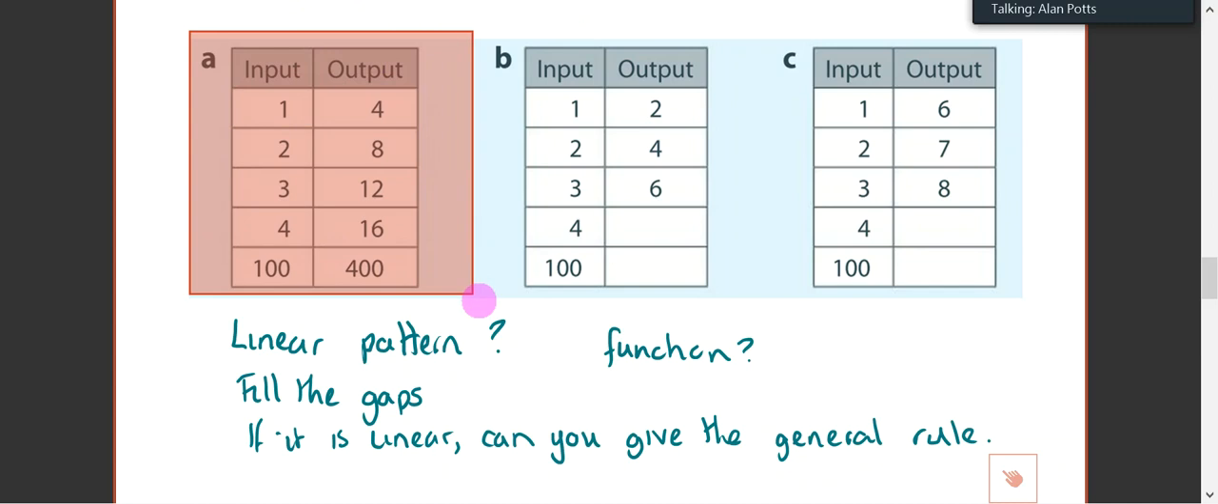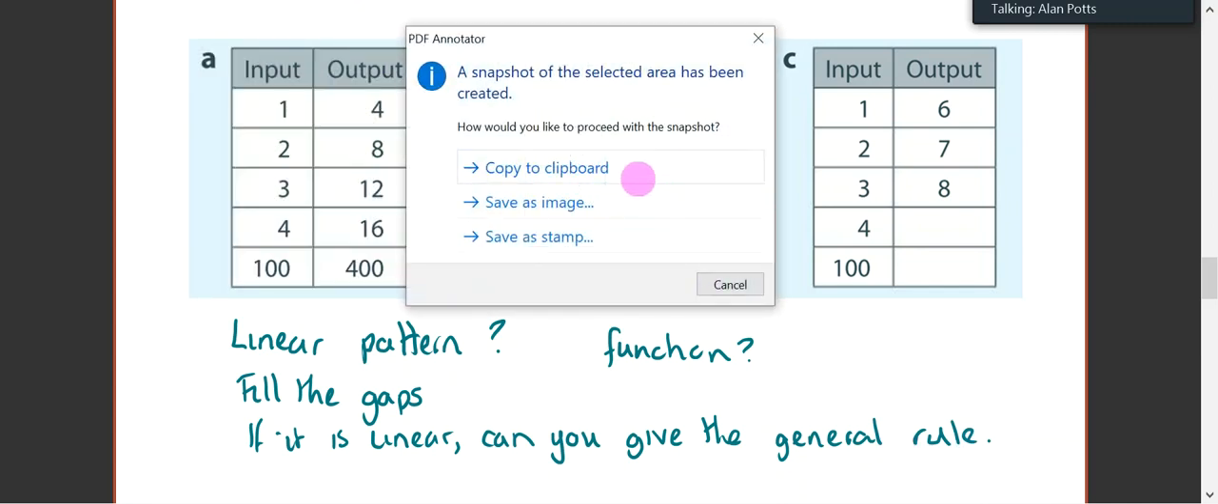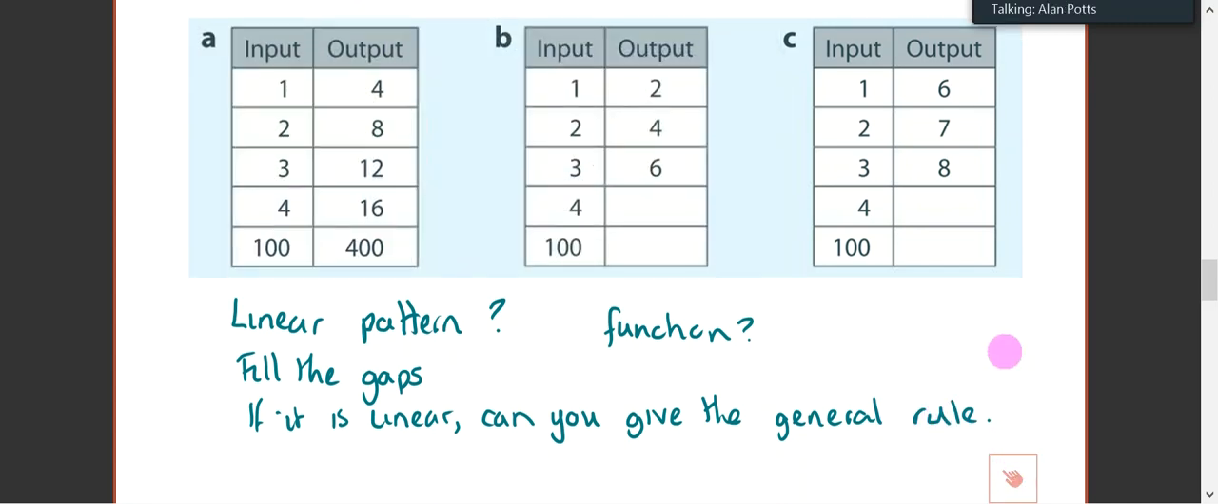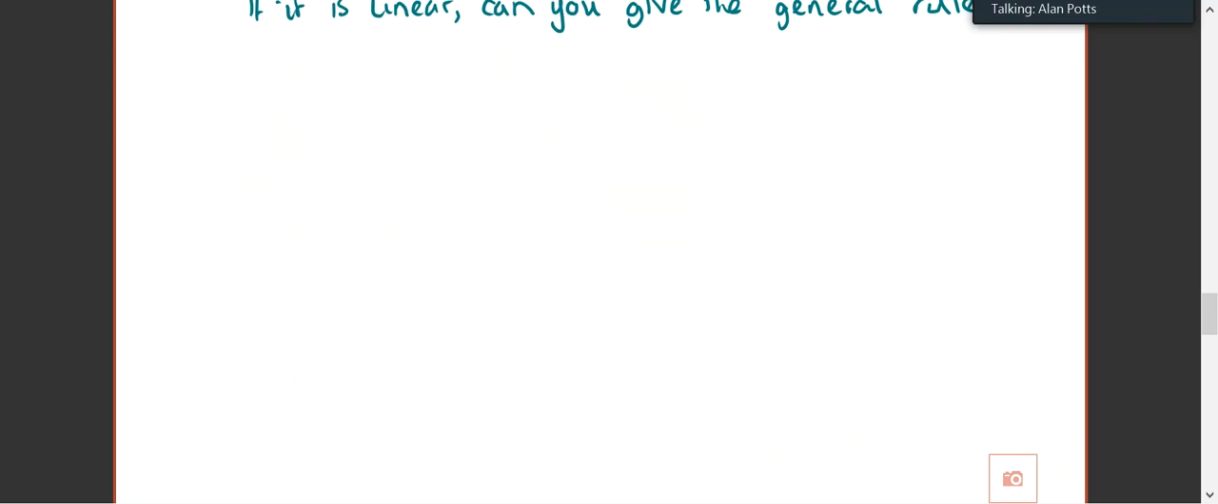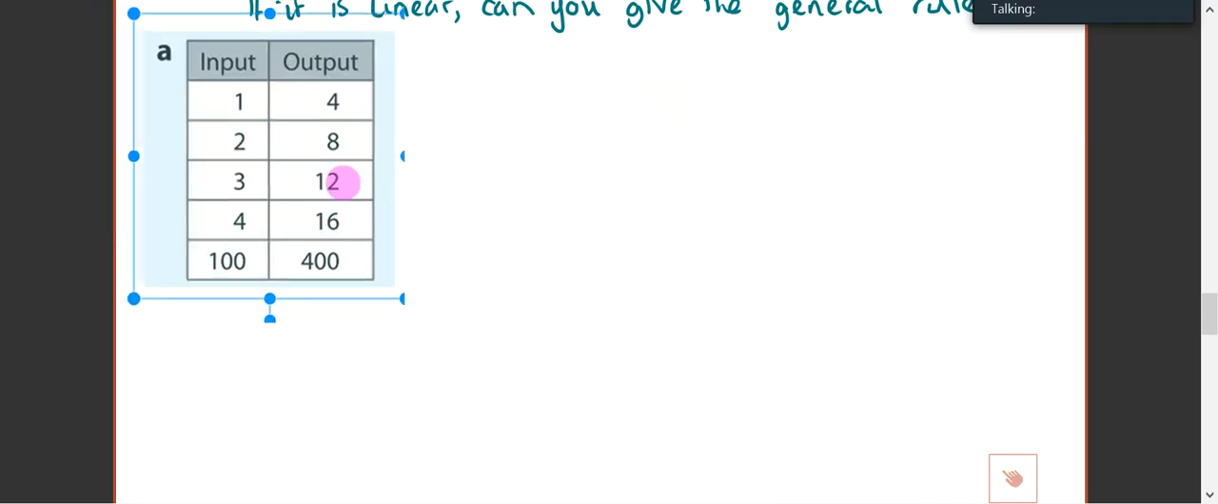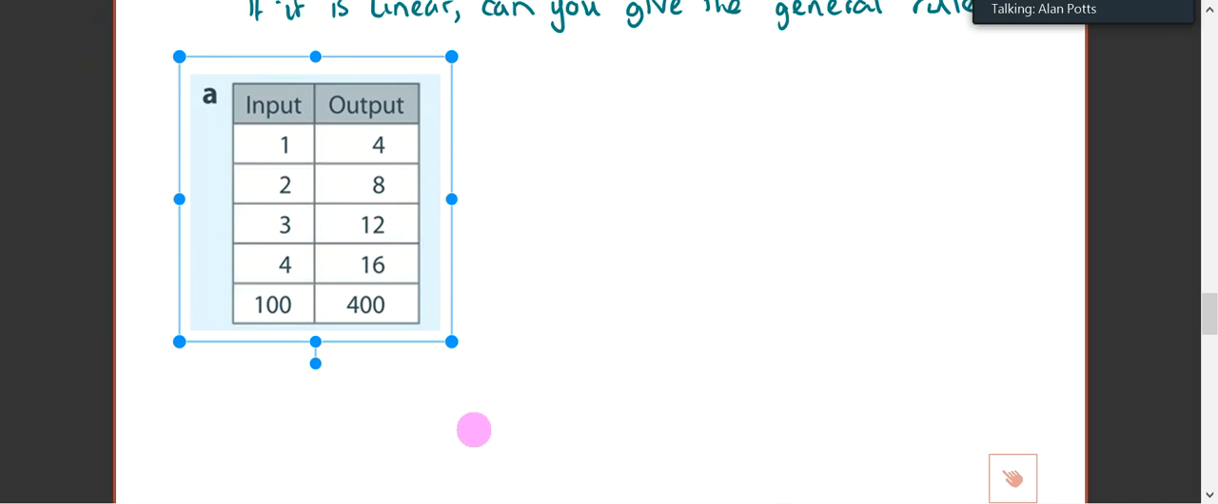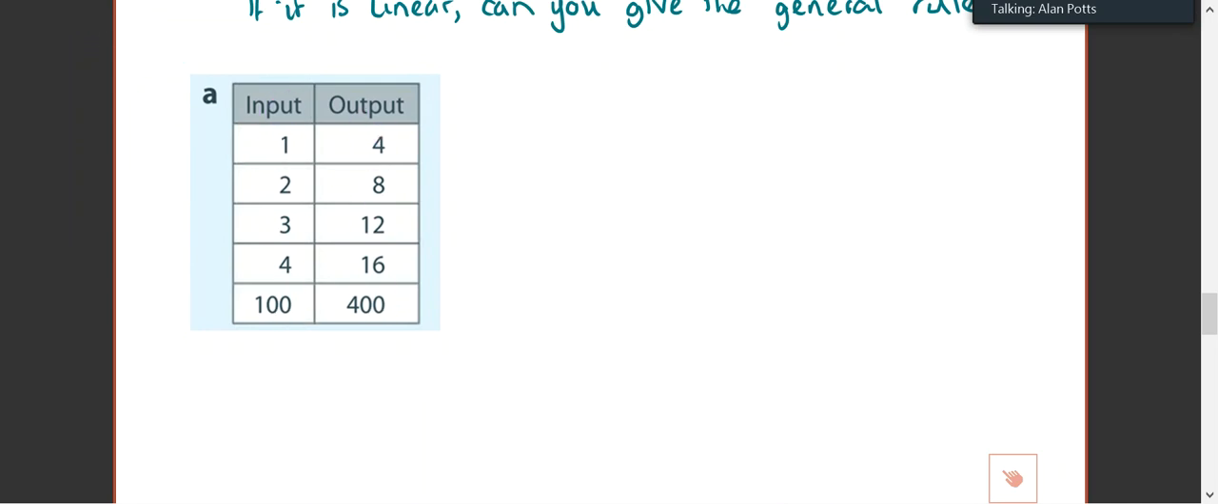So I'm going to paste this one down here. You can copy this one into your book. You don't need to draw out the lines of the table, you can just put input, output. So we've got the inputs and the outputs, and we're trying to figure out what goes in between. But first of all, is it a linear one? What do you think, Cora? No.